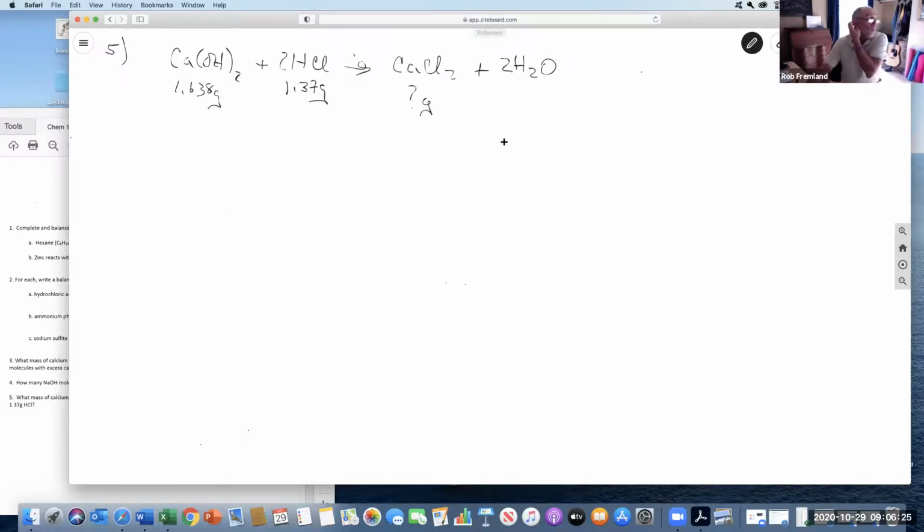There are a lot of different ways to do this. I know I showed you two. If you've seen another way that you like better, then do it that way. But the way I do it is, the first thing we need is to get to moles of each thing. So we have 1.638 grams of the calcium hydroxide, and we have 1.37 grams of HCl. We need the molar mass of these.